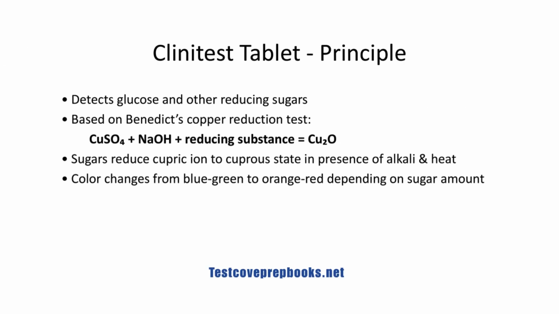The Clinitest tablet is used to detect glucose and other reducing sugars. It is based on Benedict's copper reduction test. In this reaction, copper sulfate, sodium hydroxide, and a reducing substance produce cuprous oxide. Sugars reduce the cupric ion to the cuprous state in the presence of alkali and heat. The resulting color change ranges from blue-green to orange-red, depending on the amount of sugar present.